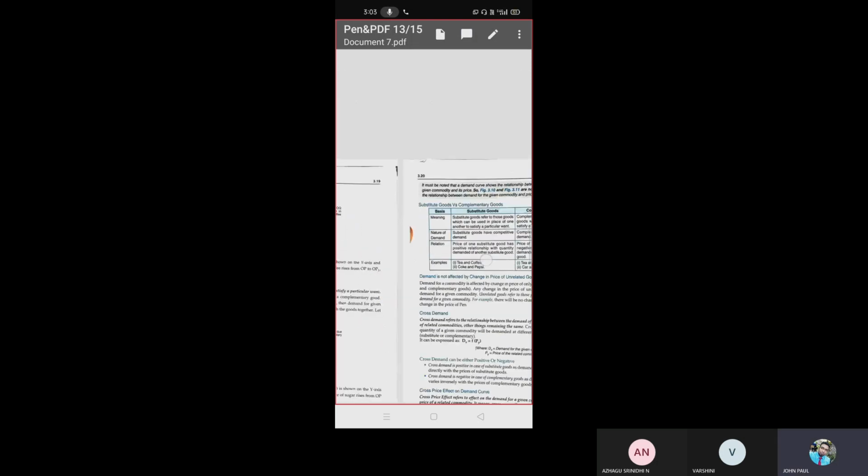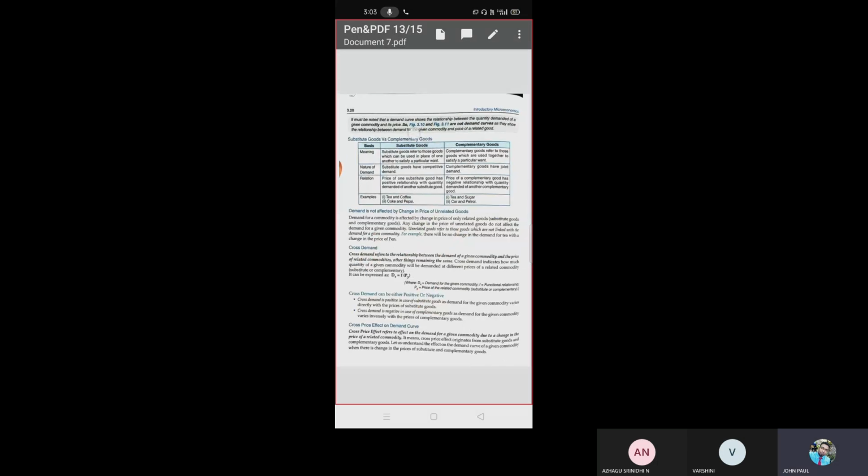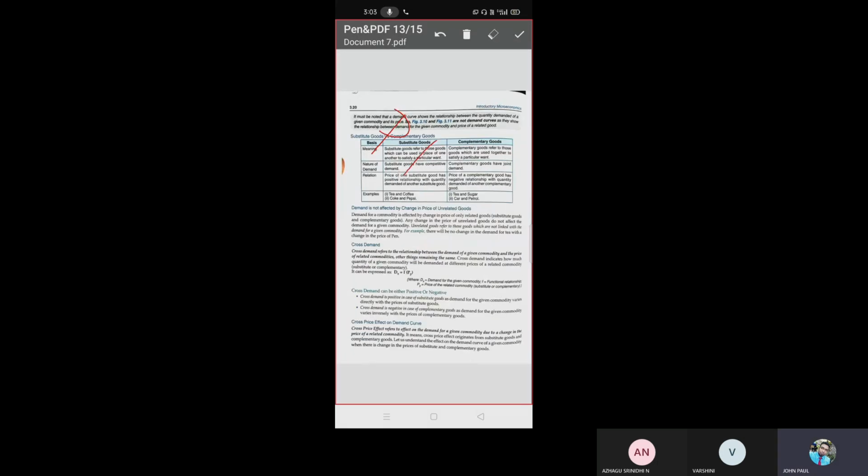Yes or no? Complementary goods price increases, and when the price of milk increases, you can see this one as example. Price of milk increases, the consumption of tea decreases. So this is what is called inverse relationship. That is why the cross demand will be called negative. Clear? Any doubts? No doubt, sir.